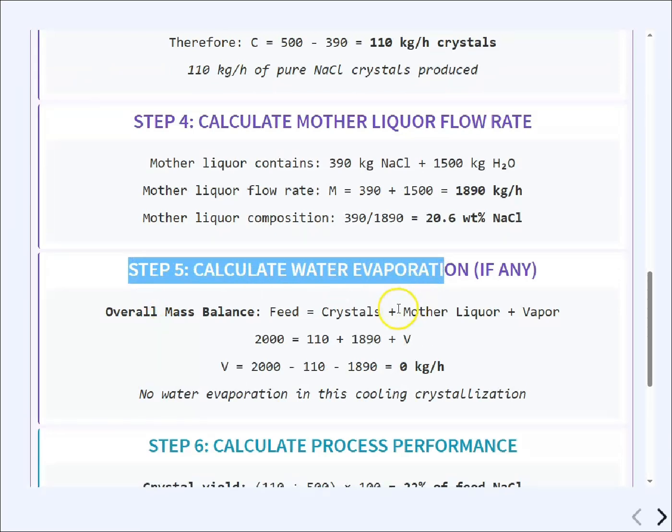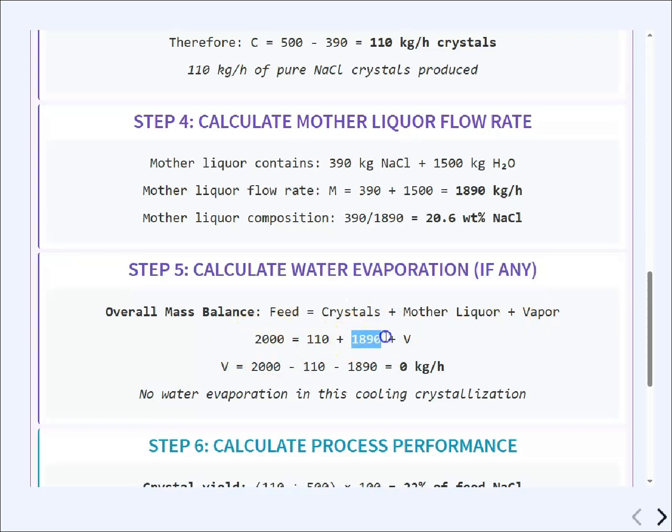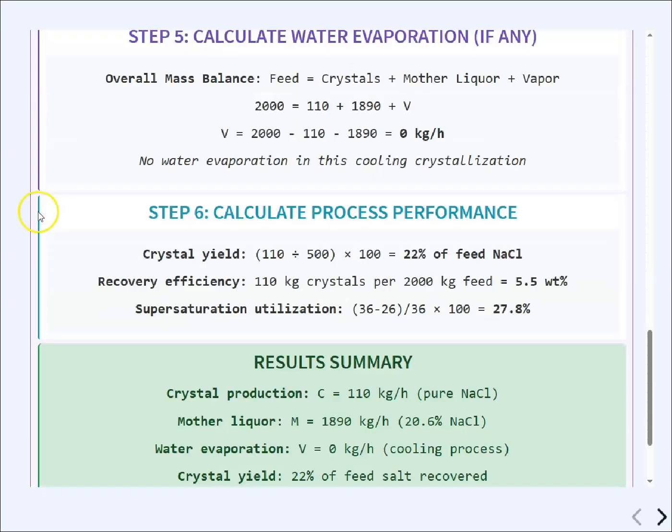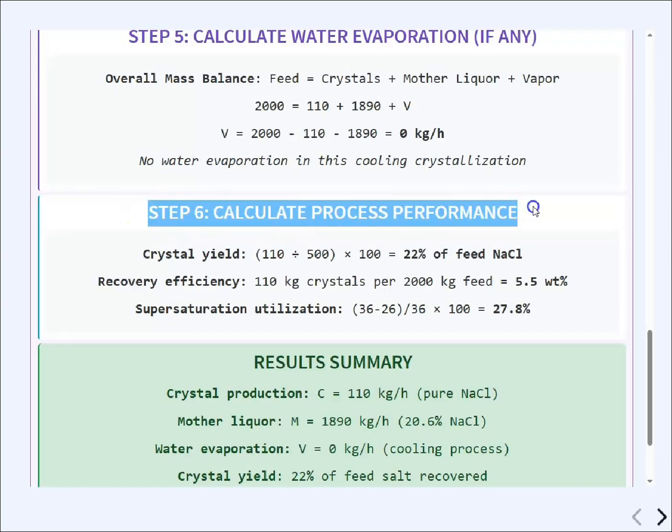Check for water evaporation using overall balance. Feed equals crystal plus mother liquor plus vapor. So feed is 2000, crystal is 110 plus mother liquor 1890 plus V. So here V is 0 kg per hour, meaning no water evaporation in this cooling crystallization. Step 6. Let's calculate our process performance.